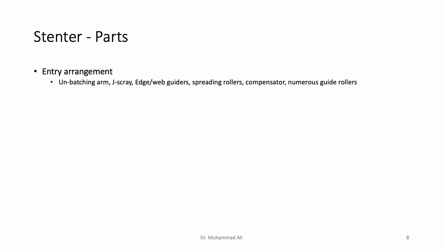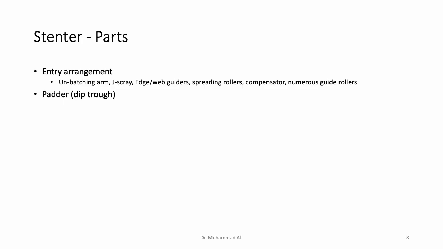So if we now talk about the parts in a bit more detail, we have the entry arrangement, as I've mentioned in the previous slides. The entry arrangement is very similar to the entry arrangement of any other open width continuous processing machine. So in case of a batcher entry, we have the unbatching arm, J scray, etc., edge guiders or the spreader rollers for crease removal, compensator for the adjustment of speeds of different rollers, and of course a lot of guide rollers.